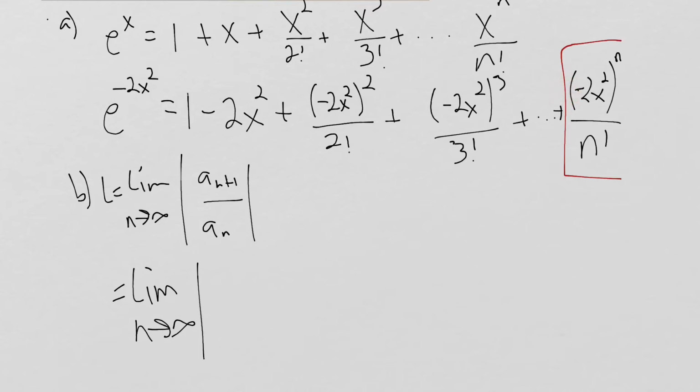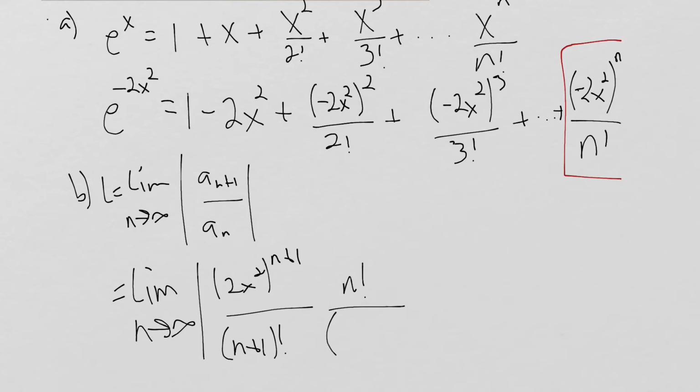I'll show you what I'm going to write. I'm going to write (2x^2)^(n+1) over (n+1) factorial. And then my next part is I'm going to flip this, because that's the division of a_n. So I get n factorial over, open parentheses, 2x squared to the n.